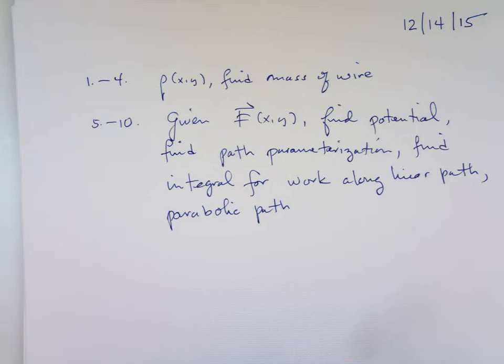But you know right up front, it was a conservative field. So you have two choices here. Find the work along one of those paths, or find the work given that it's conservative, find its potential function, find difference in potential. Okay? The easy way is, right, Teddy? Do it the easy way as opposed to the harder way.